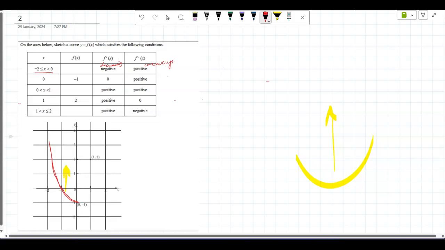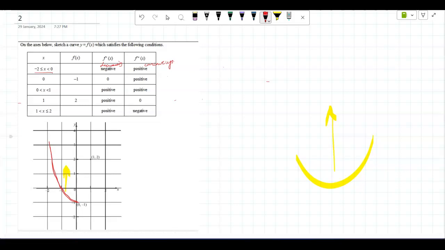Now the point is 0, -1. Over here the slope is 0, meaning it became flat. And the second derivative is positive, so it is still concave up.